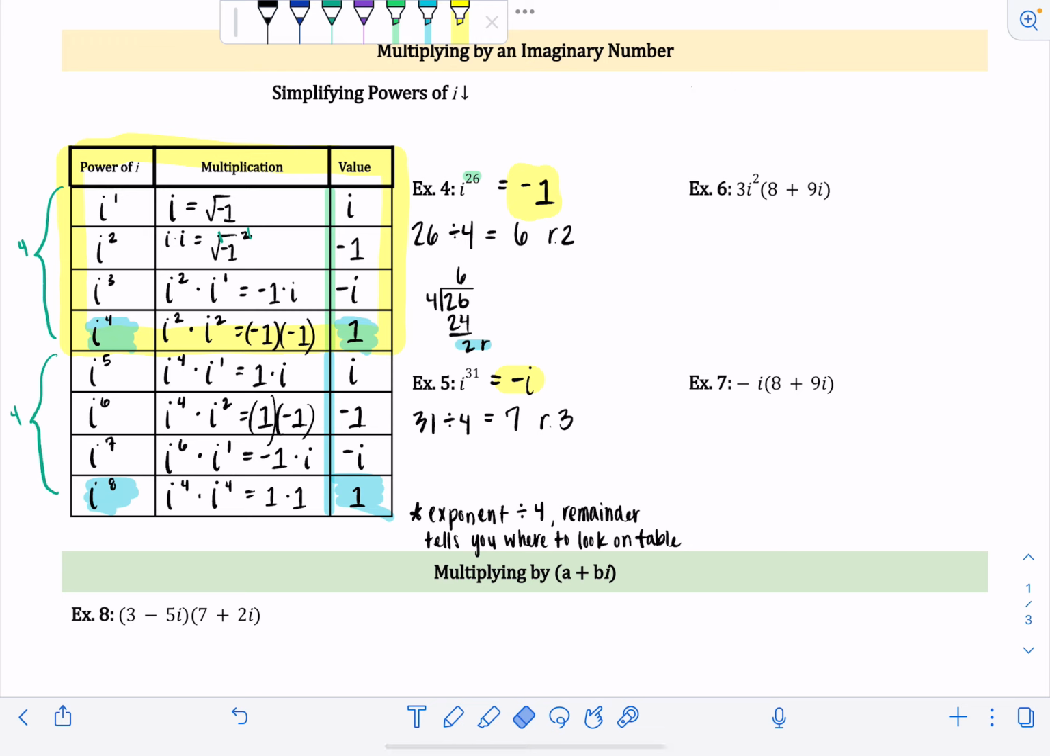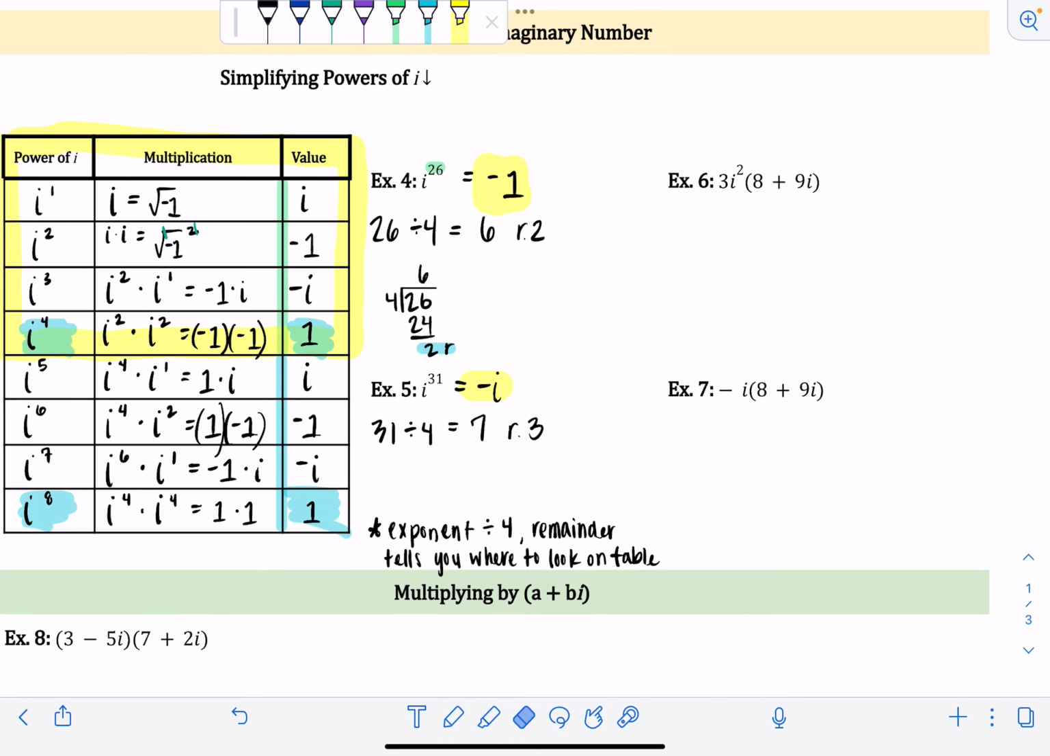Okay, so moving on to example 6 and 7. These ones have lower powers of i, so that's good. So example 6 is 3i squared times (8 plus 9i). So we're going to use the distributive property again here. So do 3i squared times 8. I just need to multiply the 3 by the 8, and the i squared will just tag along. So 3 times 8 is 24, and then i squared.